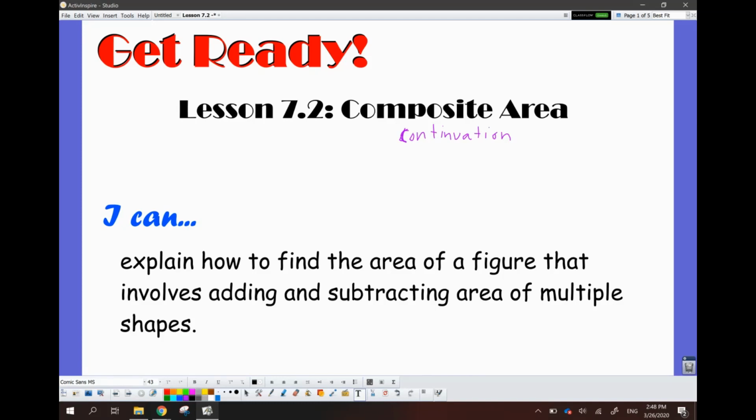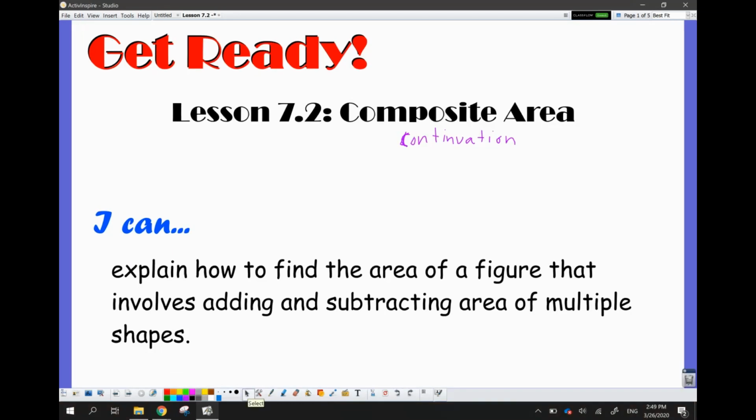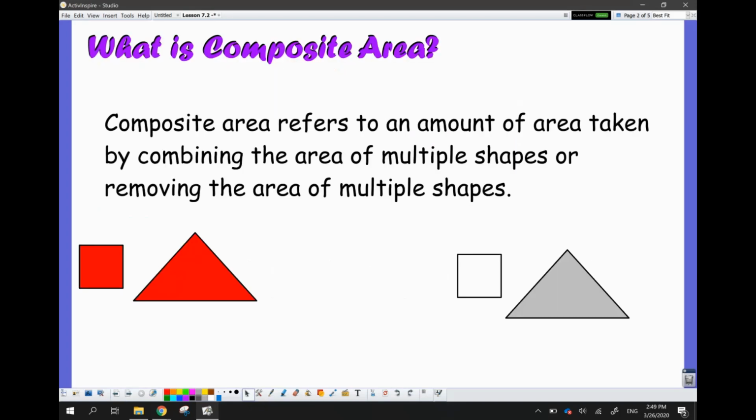So our objective is to explain how to find the area of a figure that involves adding and subtracting area of multiple shapes. When we talk about composite area, we're talking about a shape that is made up of simpler shapes. Composite area refers to an amount of area taken by combining the area of multiple shapes or removing the area of multiple shapes.